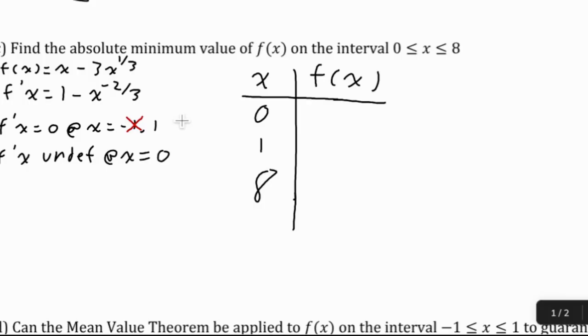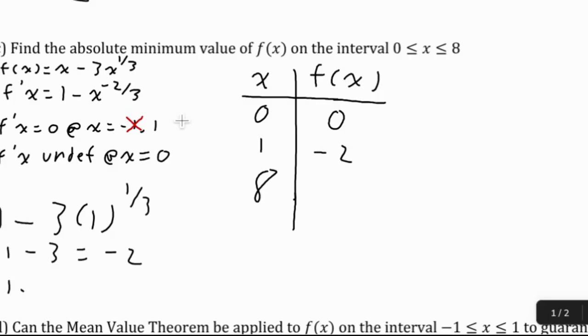So if we plug in a 0, it's just going to be 0 minus 0, so that's 0. If we plug in a 1, we're going to get 1 minus 3 times 1 to the 1/3, which is just 1 minus 3, which is equal to -2. So we have -2. And if we plug in an 8, we get 1 minus 3 times 8 to the 1/3, so cube root of 8.